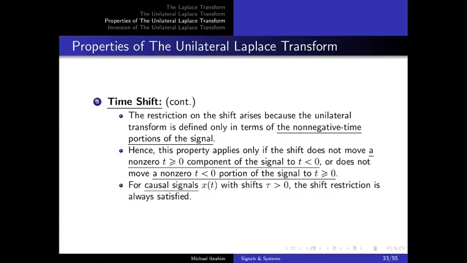But for causal signals x of t, and by causal signals we mean x of t is 0 for t less than 0, and for tau larger than 0, in this case the restriction or the condition we have will always be satisfied, and we can apply the time shift property in this situation for x of t causal and tau larger than 0.